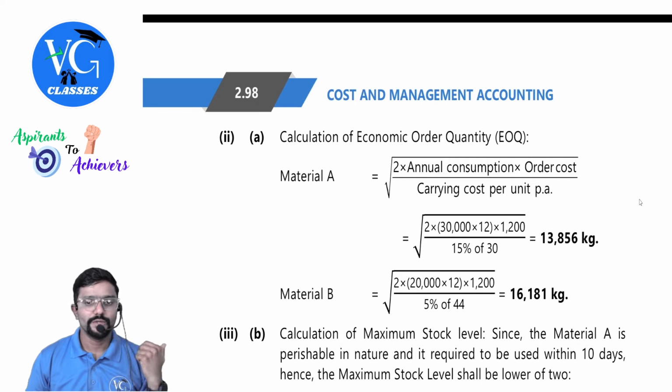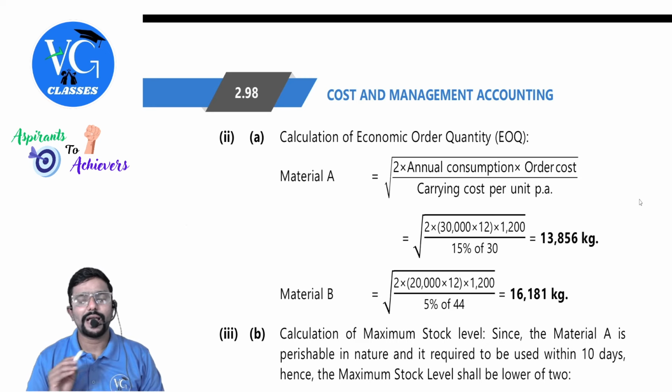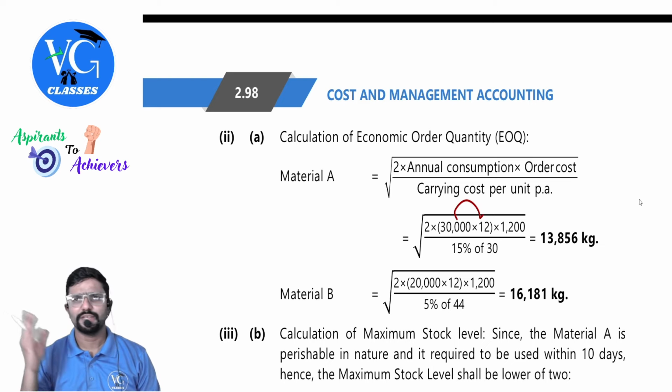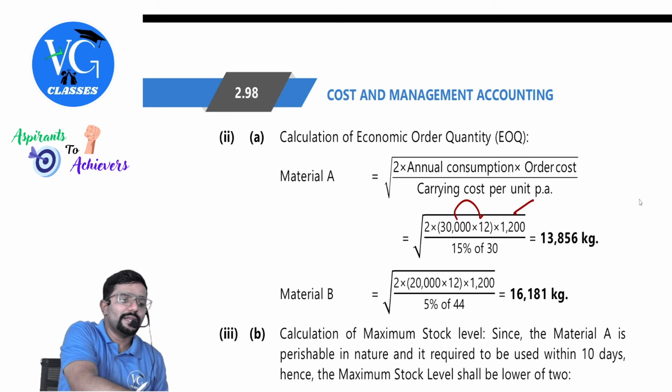Yeah, EOQ. You can see, write the formula first. For one formula, if you write it, it's enough. For A, it is 2 into annual demand. How much is it, guys? 30,000 into 12. Consumption anyway we have done totally for a year only. In my calculation, 3 lakh 60 thousand, straight away take it, into ordering cost per order 1,200, divided by carrying cost per unit per annum, guys.